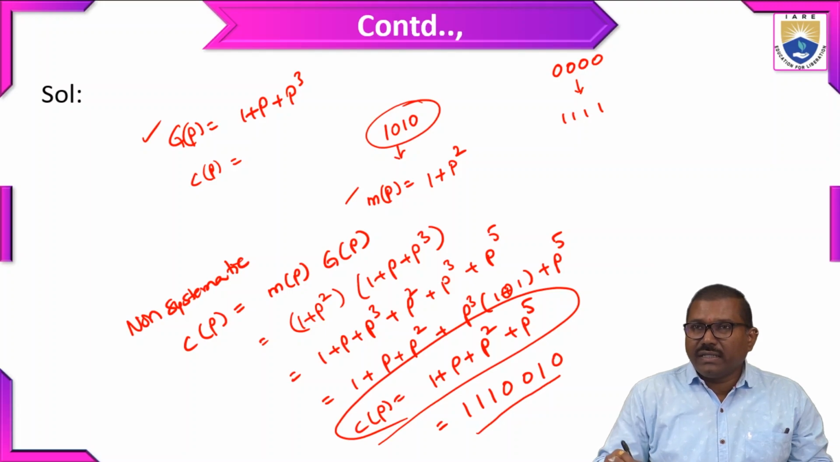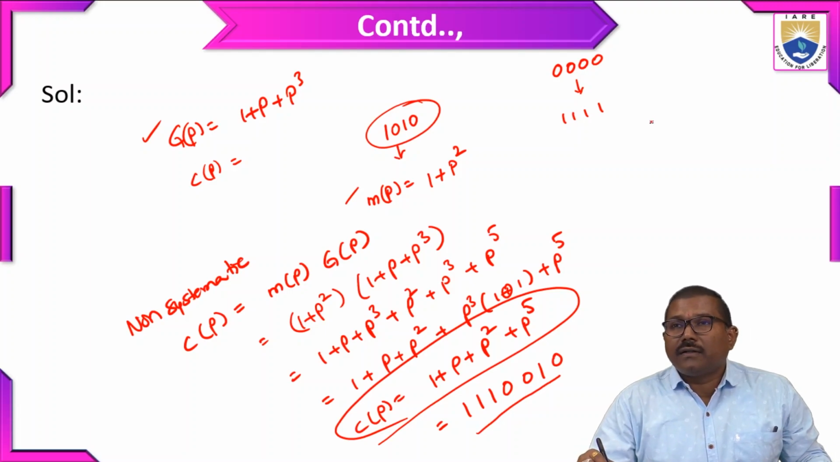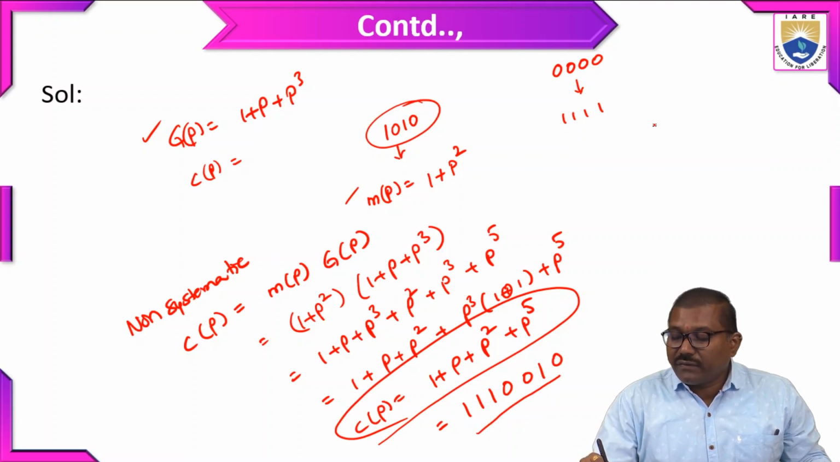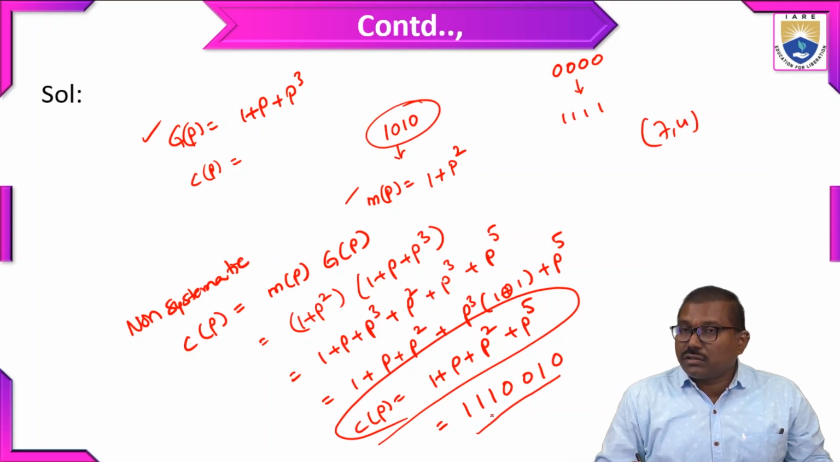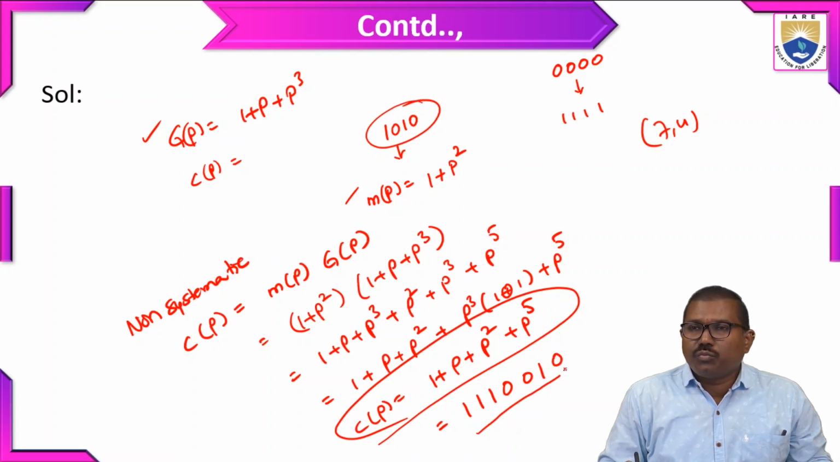One more thing here: whatever the size of the code, (7,4), you can observe that 7 bits are there. Yes, 7 bits are there. Why? Because here the highest degree we get is p to the power of 5, but we require 7 bits, so we place a 0 here. It is p to the power of 6, but p to the power of 6 is not there, so it is 0.